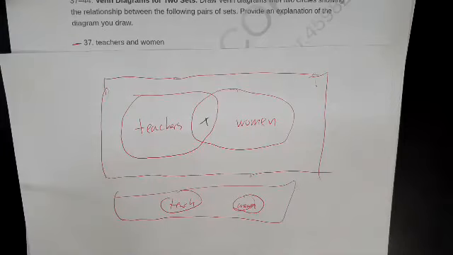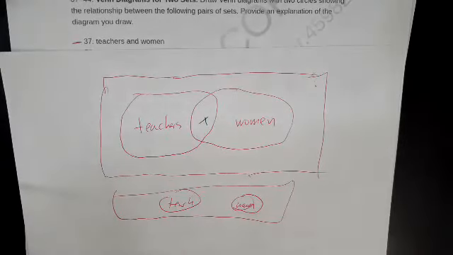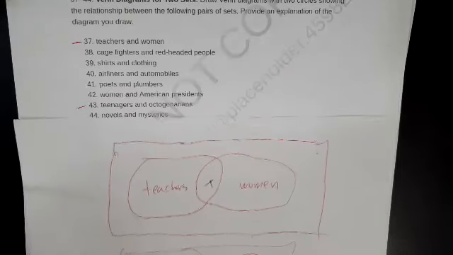So I think the question you probably want to ask is, can there be an overlap? Can we have someone that is both a woman and a teacher? Since you answer yes to that, you want to draw a picture that has an overlap.